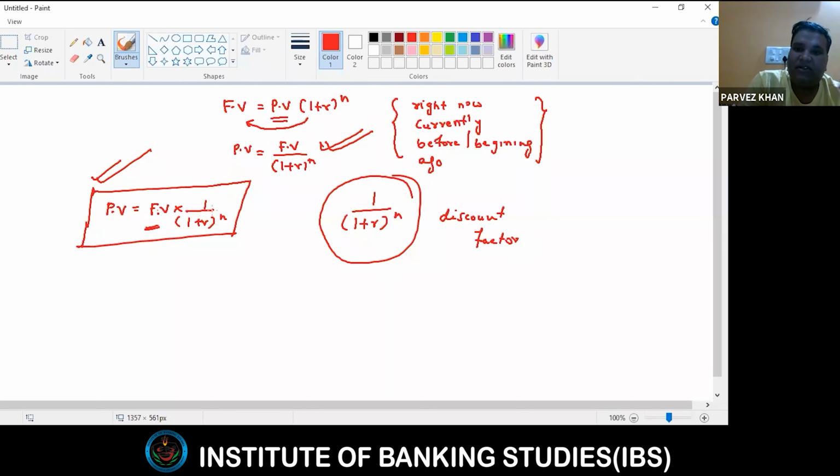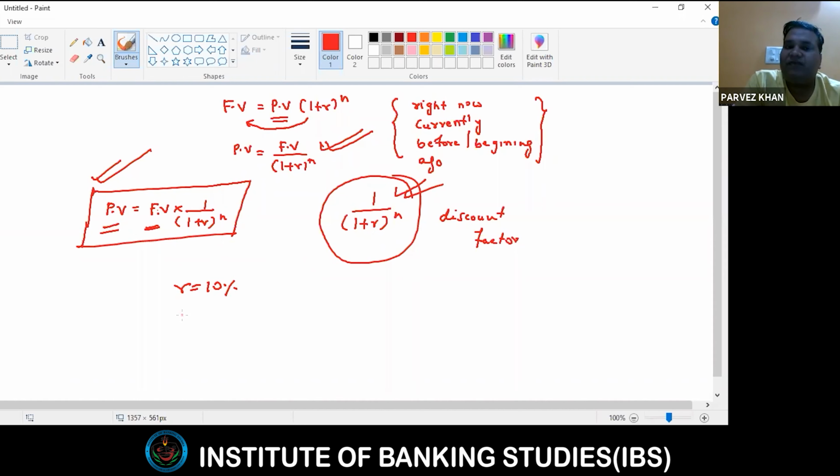So you should learn how to calculate the discount factor. Suppose I say the rate is 10%. Can you find the discount factor for the first year, for 1 year? This is my formula, 1 divided by 1 plus r to the power n. So 1 divided by 1 plus 0.1 to the power 1, because I have asked only for 1 year. So 1 divided by 1.1, we get 0.90, right?